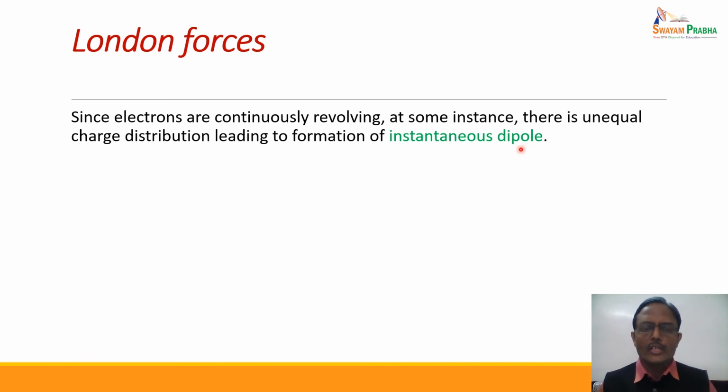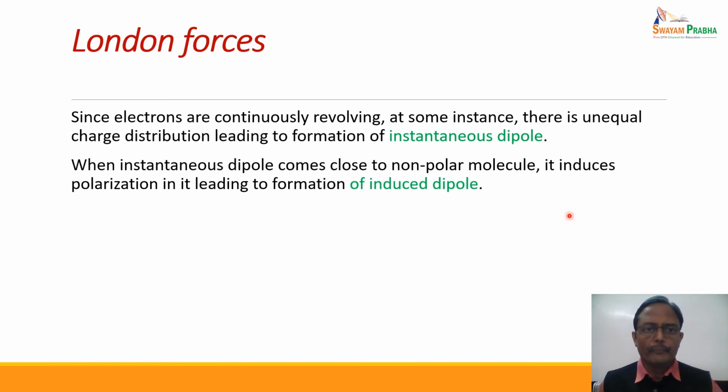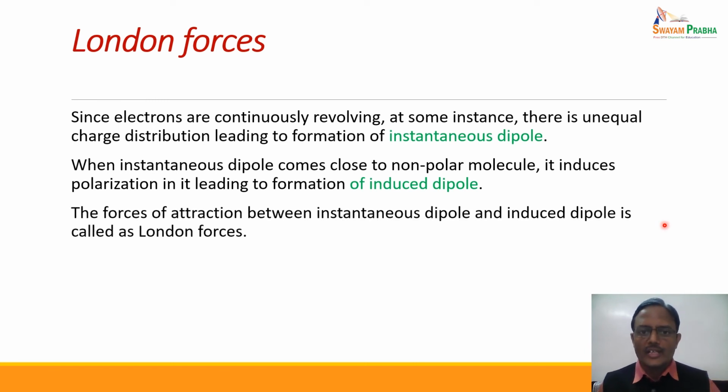So now the species is not polar and it is not under the influence of any outside body, but by itself it is undergoing instantaneous dipole formation due to unequal charge distribution due to revolving electrons. When such an instantaneous dipole comes in contact with a non-polar molecule, it induces polarization in it, leading to the formation of an induced dipole. Now one is an instantaneous dipole, the second is an induced dipole, and the force of attraction between the induced dipole and the instantaneous dipole is called a London force.